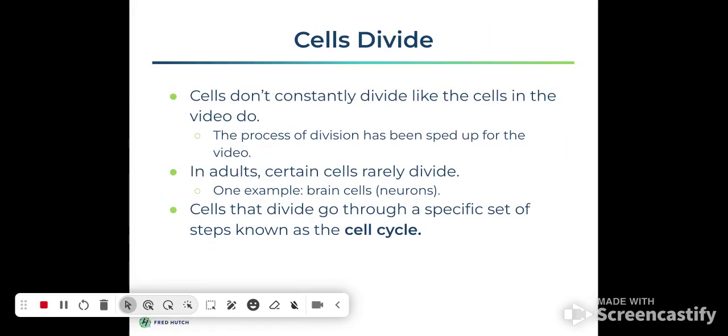Cells don't constantly divide like the cells that you saw in the previous videos. That process of division was sped up for the video. Especially in adults, certain cells rarely divide. For example, your brain cells, pretty much once you're an adult, are no longer really dividing. Cells that divide go through a specific set of steps known as the cell cycle, and the speed of that cycle could be different for different types of cells.